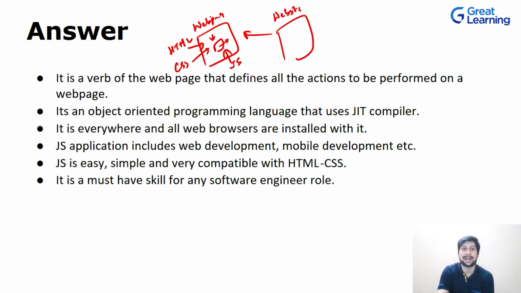It is known as the verb of a web page that defines all the actions to be performed on a web page. It is an object-oriented programming language and it uses a just-in-time compiler. That means the best of the two worlds: one is your compiler and another is your interpreter. It is everywhere and all web browsers are installed with it. JavaScript applications may include web development, mobile development, and application development. It is very easy and simple, and it's very compatible with your HTML and CSS.